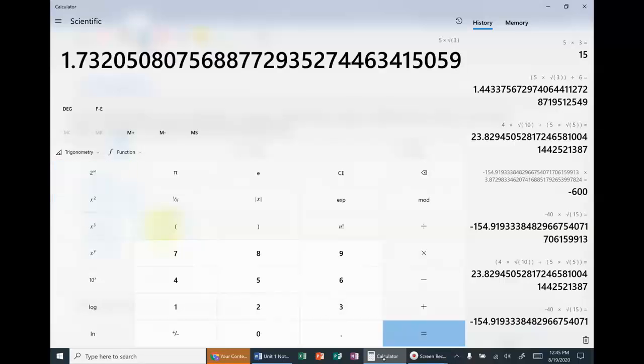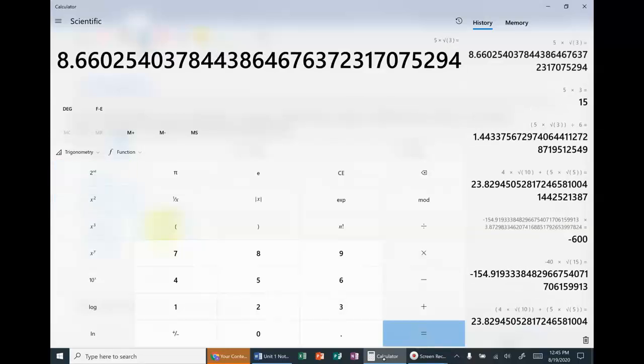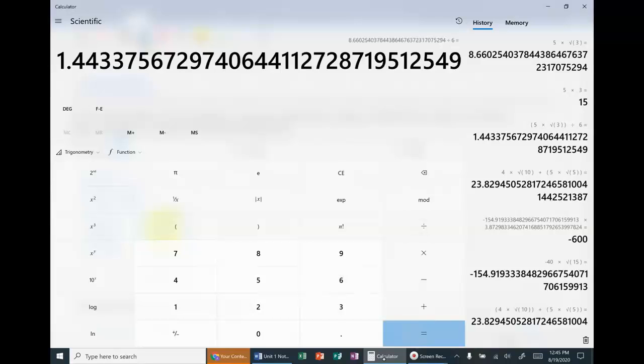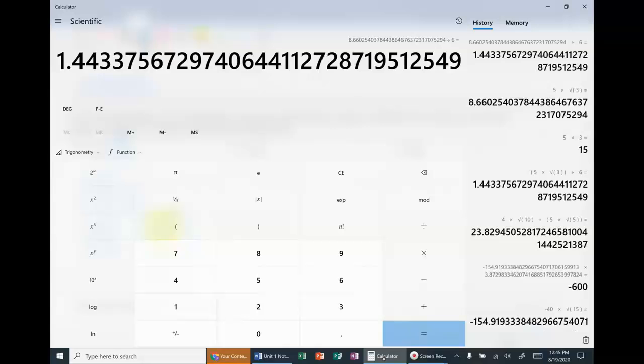And then second, there you go. Radical 3, hit enter. Then now take it and divide it by 6 and then hit enter. So you still have the same answer. So if you need to, do multiple steps.